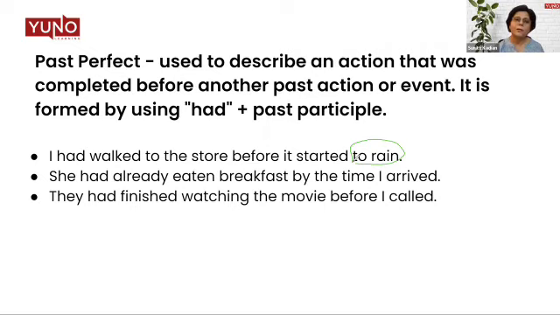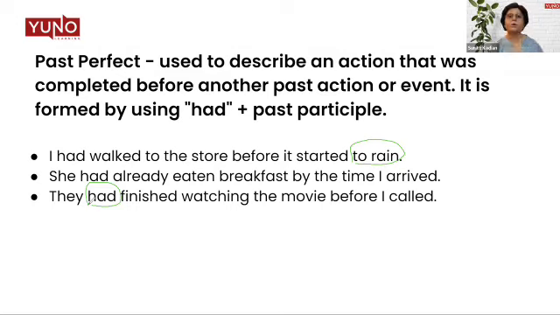A verb can be used as a noun, verb, adjective, adverb. See, it can be used like that. So it started what? It started to rain. It started what? It started raining. So we can say it started to rain, it started raining. Only the meaning will change slightly.